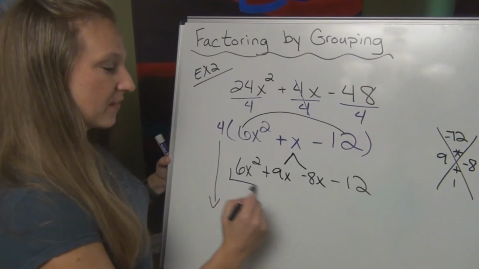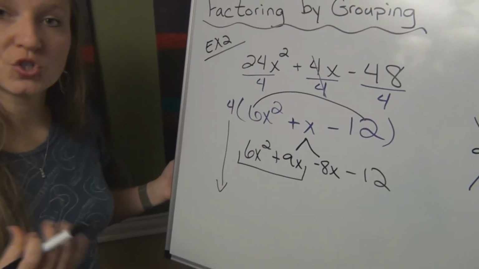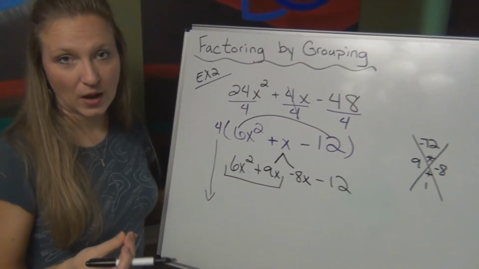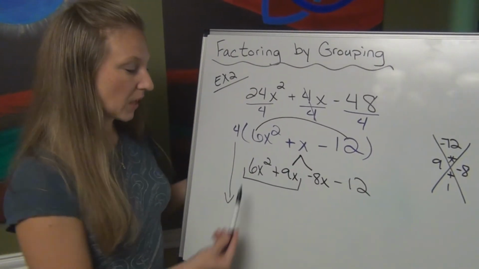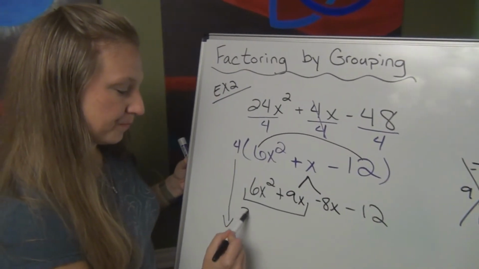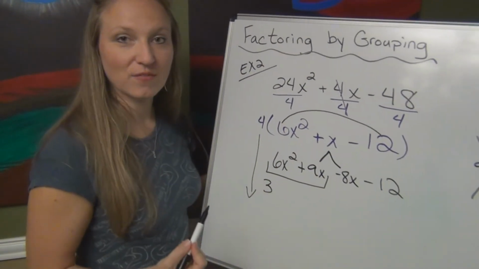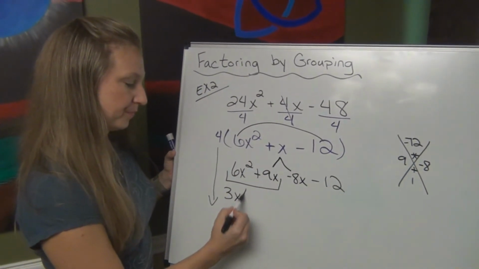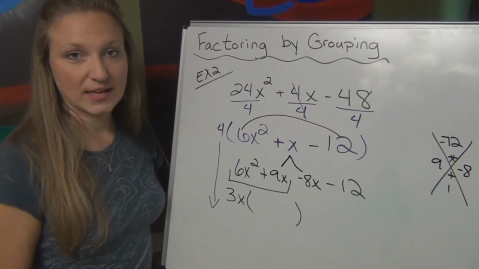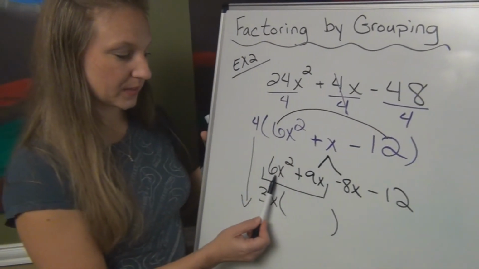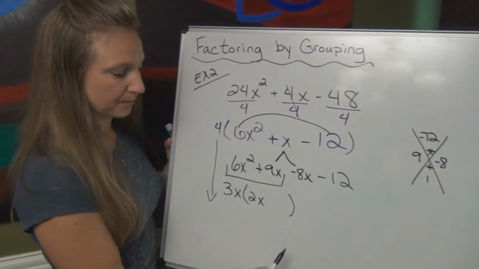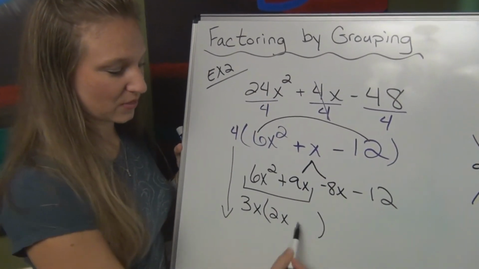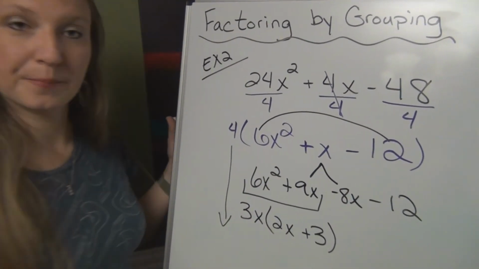So I'm going to look at the first 2 terms, and I'm going to look to see what I could divide both of those by. What is the greatest common factor of 6x squared and 9x? Well, I could divide them both by 3, and they both have one x in common. So let's divide 3x into both of those and see what's left. 6x squared divided by 3x, and I'm left with 2x. 9x divided by 3x, and I'm left with 3.